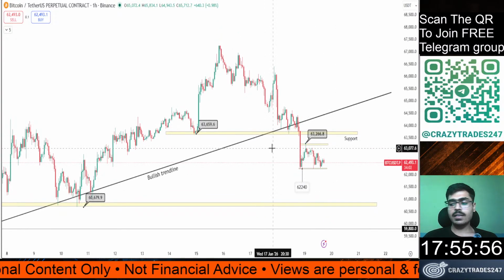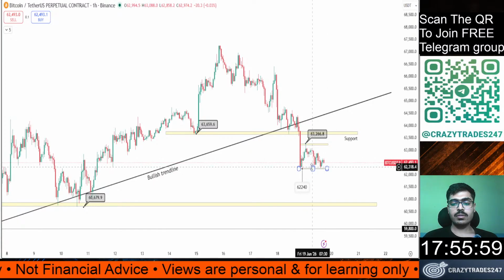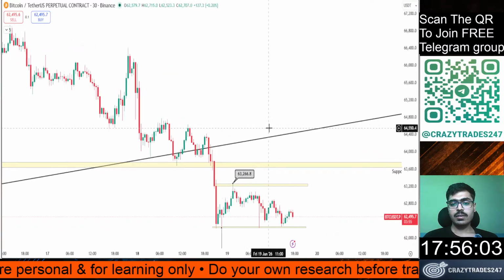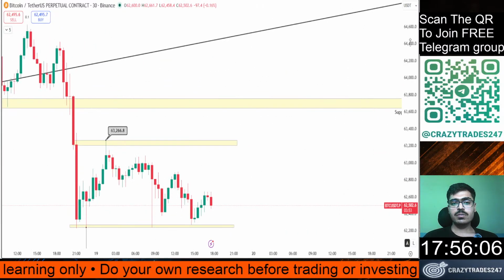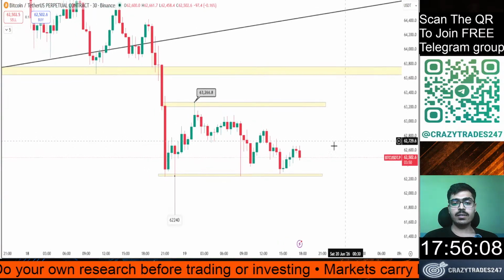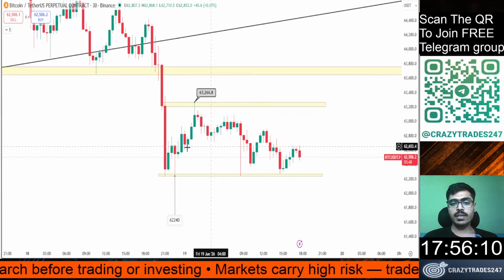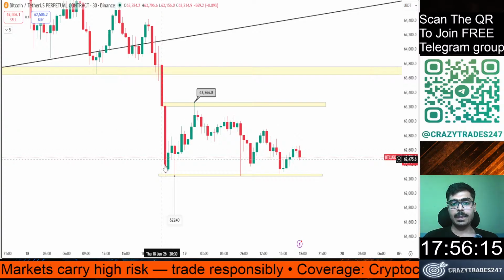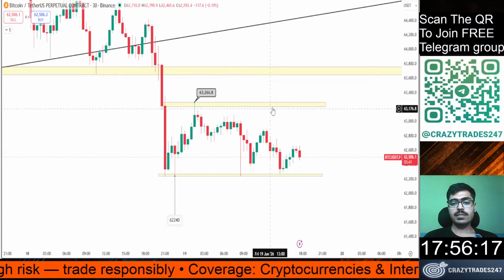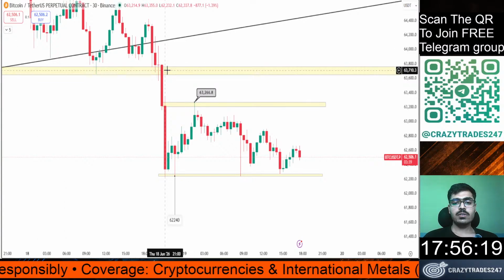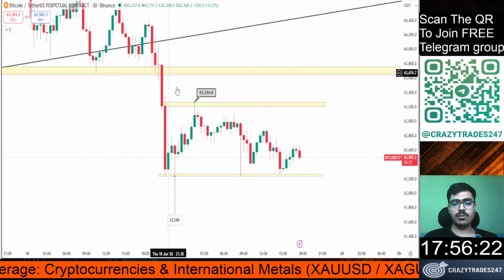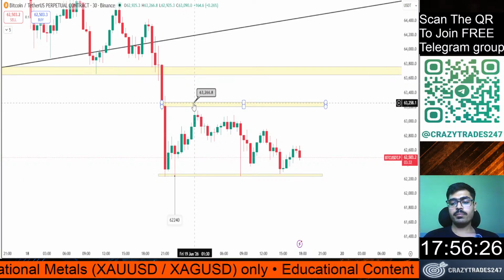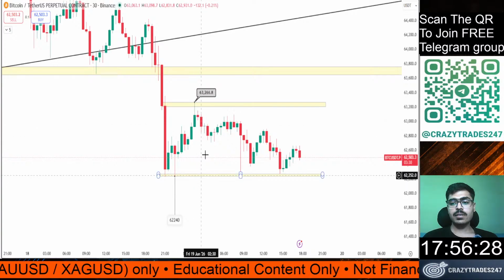62,240 is the level of support, and we have to wait for the breakout of this level. And this is the range within which Bitcoin is consolidating throughout the day. And it entered this level yesterday. And as you can see, this is a very narrow range. I won't say narrow because it's 1,000 points wide, but looking at the price of Bitcoin, it's still a narrow range.